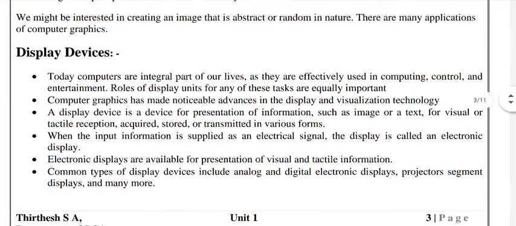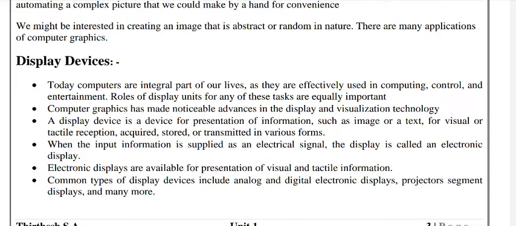In the same way, creating an image in computer graphics is not enough. You need to showcase it. That showcasing is done with the help of these display devices.